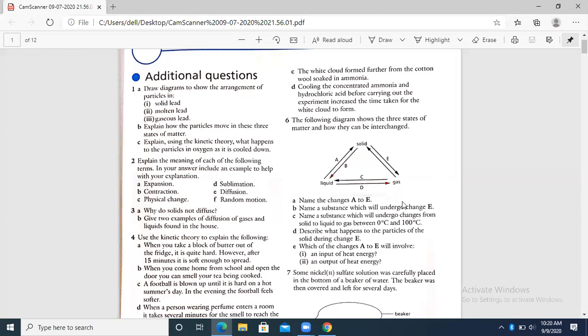Yeah, that is the one question mistake. Actually, A to B here, because A to E.